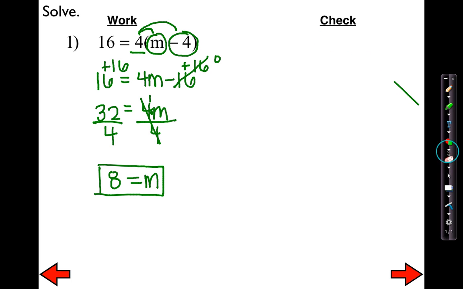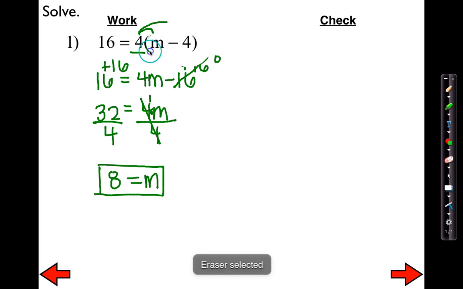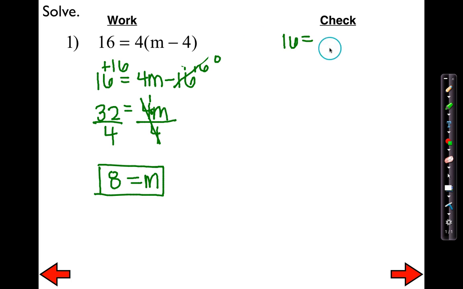So what we're going to do is copy the equation exactly the way that it is, except whenever we see our variable, we're going to put a set of parentheses. So here we're going to put 16 equals 4 parentheses, and then here we have parentheses. So I'm going to put another set of parentheses like so, and then put minus 4, and another set of parentheses.